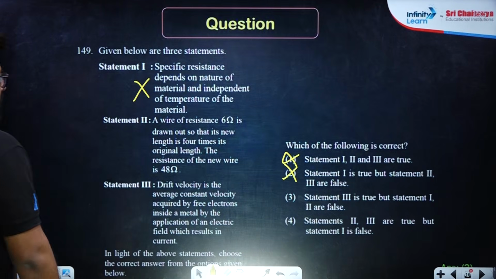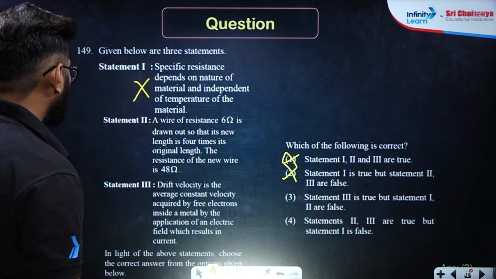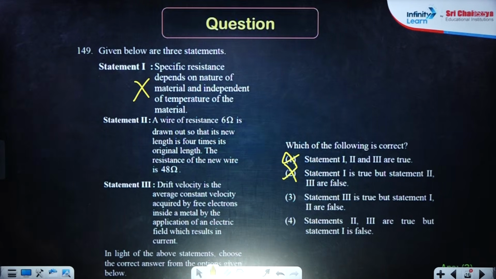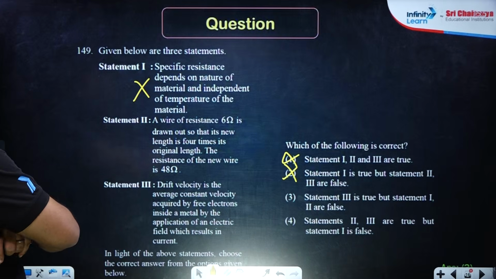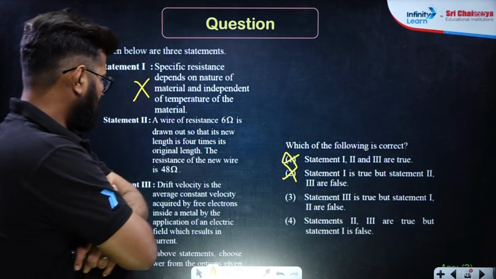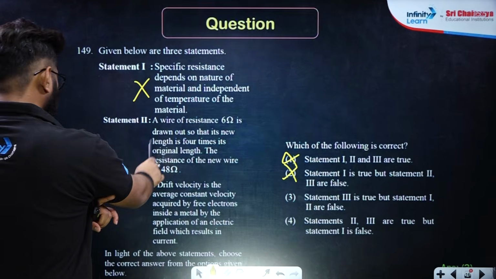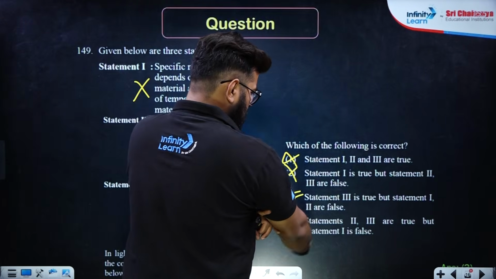3 and 4 can be there. A wire of resistance 6 ohm is drawn out so that its new length is 4 times its original length. The resistance of the new wire is 48. So rho L square, 6 4s are. R becomes 4 times, right? So rho L square, 16 6s are. I think this is also wrong, right? This is also wrong. Option number 3 is the right answer.